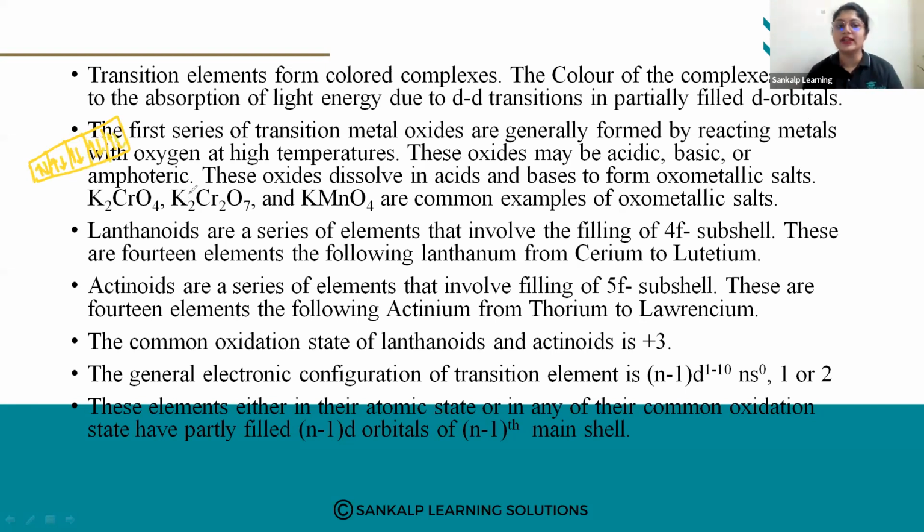So 10 electrons can be accommodated in the d orbital. Partially filled means either it is half filled or it is not completely filled. So it is called partially filled d orbitals. Then we are going to study some oxometallic compounds, that is potassium chromate, potassium dichromate, and potassium permanganate. These are some of the compounds which we are going to study. About lanthanides, we'll be dealing after these d block elements.